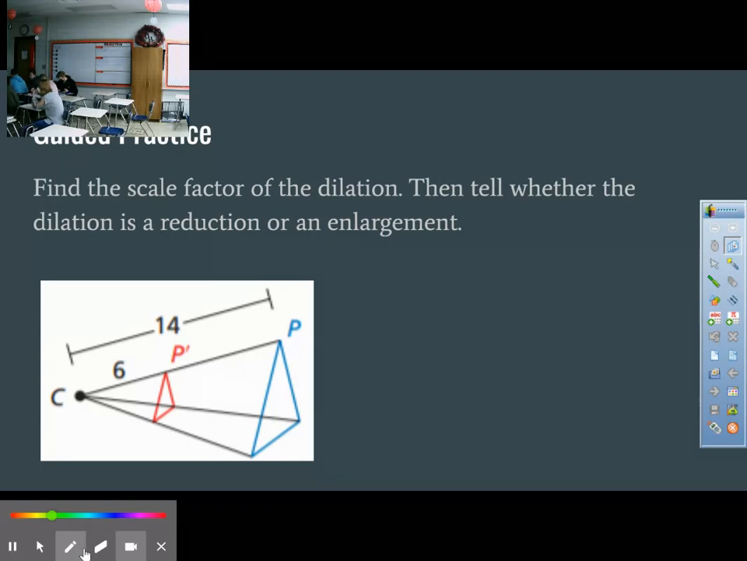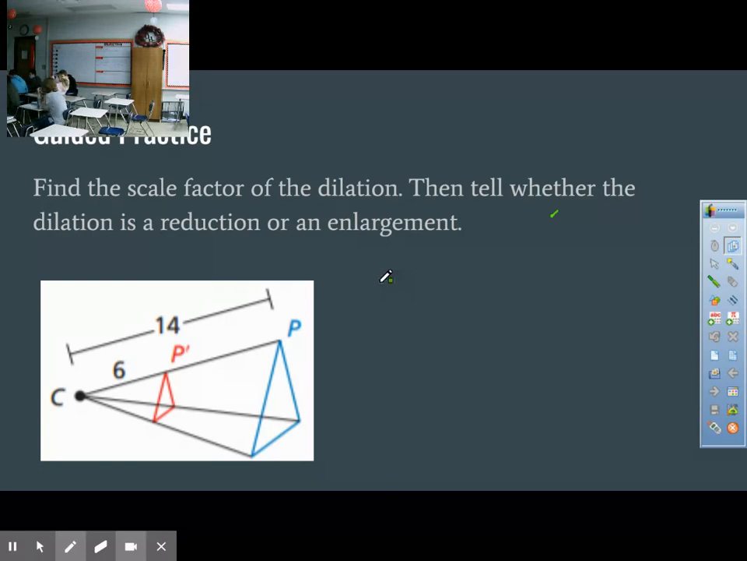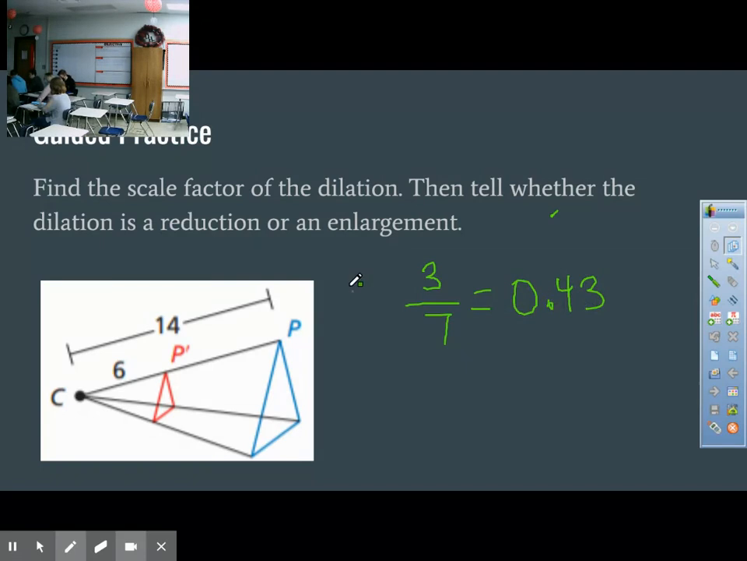All right, if I can have your attention, please. On this one here, Nick, what did you and your partner get as the scale factor? 3/7. 3/7? Yeah. Okay. Abby, do you and your partners agree with that? Yes. Okay, what is that as a decimal for those that got a decimal? 0.43. 0.43. Okay, so that's your scale factor. That's your K. K stands for scale factor.